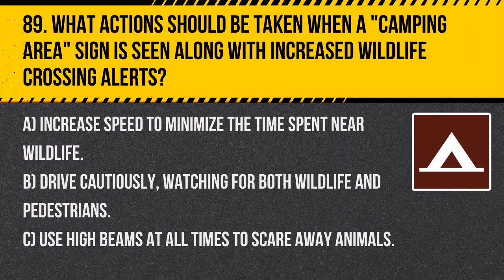Question 89. What actions should be taken when a camping area sign is seen along with increased wildlife crossing alerts? A. Increase speed to minimize the time spent near wildlife. B. Drive cautiously, watching for both wildlife and pedestrians. C. Use high beams at all times to scare away animals.